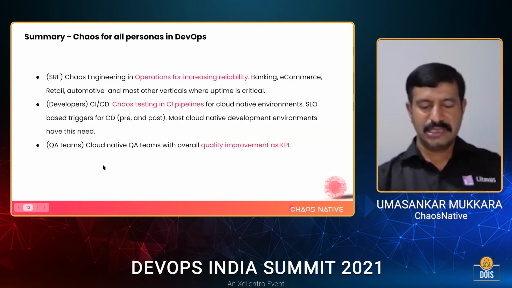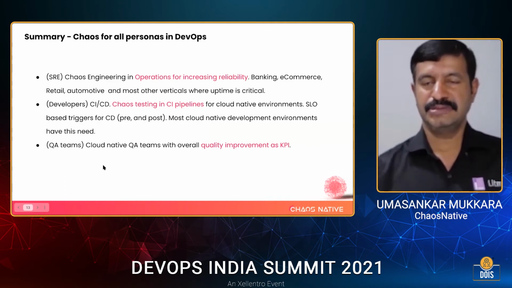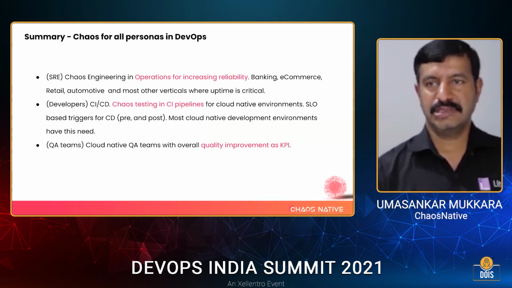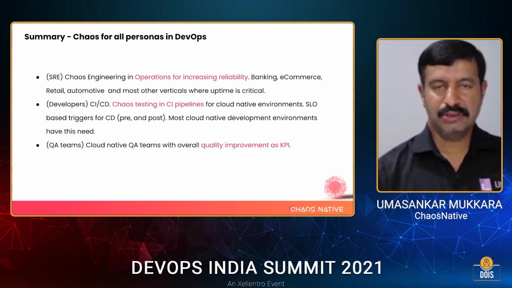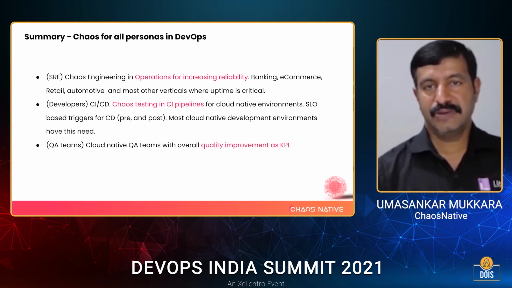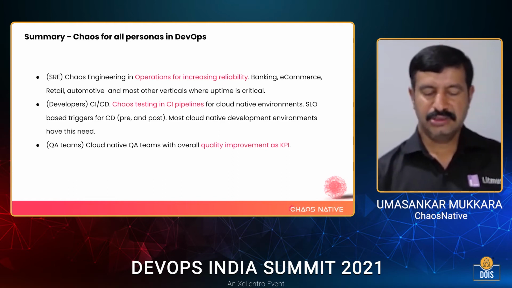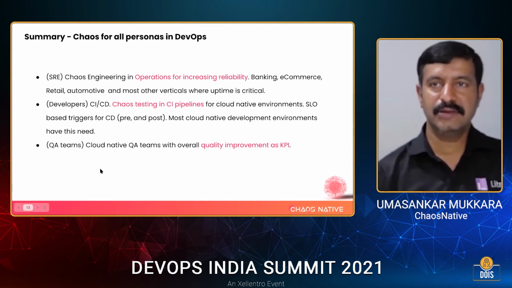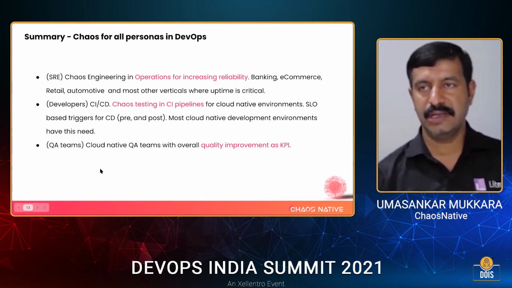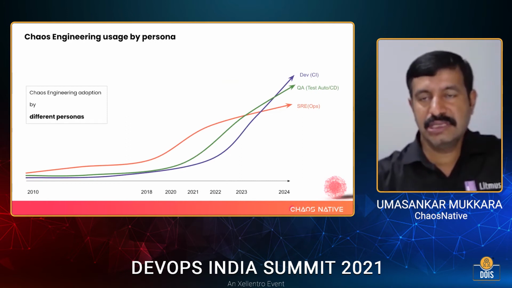So to summarize, chaos engineering in modern day DevOps is for everyone. Increase operational efficiency, improve overall efficiency in your CI/CD pipelines, and also your KPIs in QA can be increased by adopting chaos testing, right? So that's a quick summary of what chaos engineering for modern day DevOps or cloud native DevOps is. And this change is happening already, right?